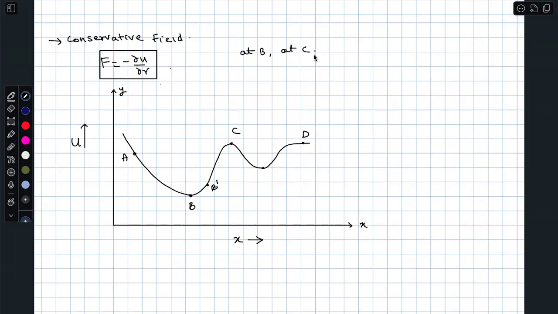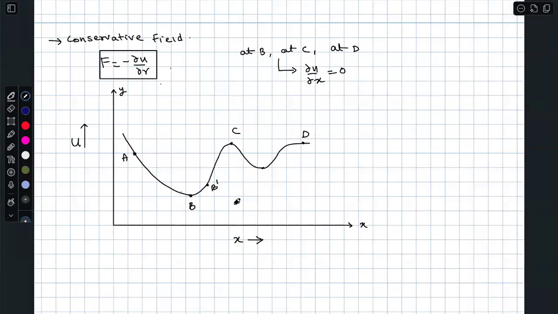See, the basic criterion at B, at C, at D, what is common? Dou U by dou X is 0. That is common across these points. Slope is 0. Any specific observation from your side? Dou U by dou X is 0 at these 3 points, because the slope is parallel to the x-axis, so 0.